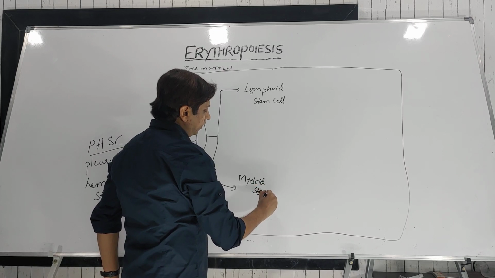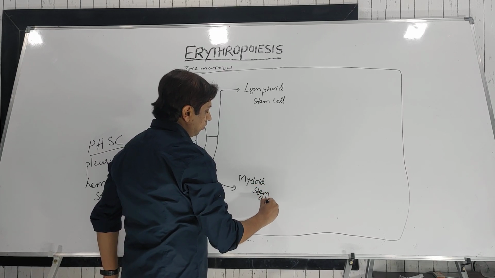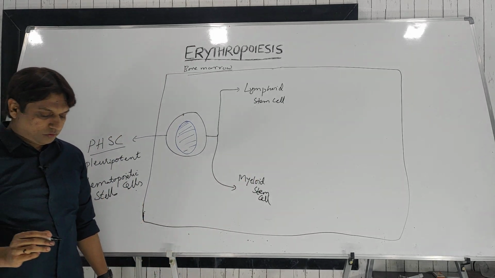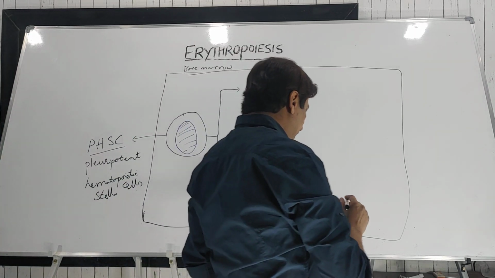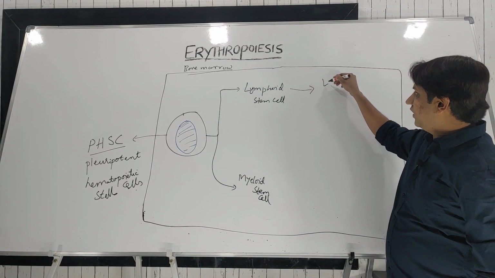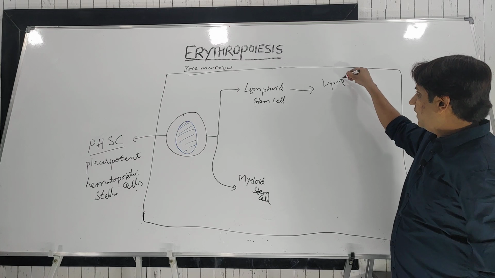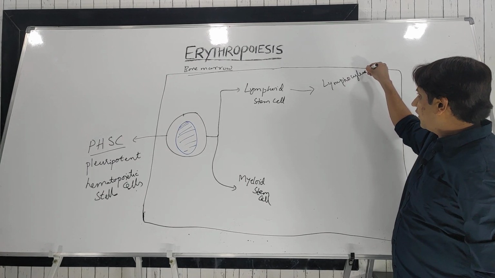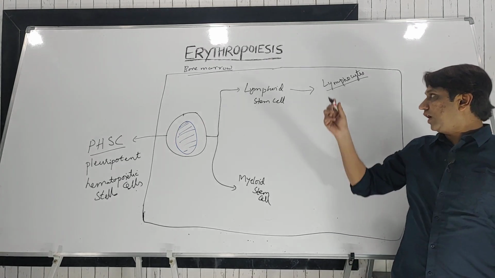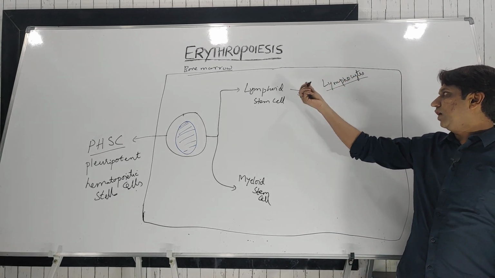That is, they will differentiate and grow into common lymphoid stem cells and common myeloid stem cells. So these are basically the uncommitted stem cells. From these lymphoid stem cells, B lymphocytes and T lymphocytes, which are types of white blood corpuscle, are developed.